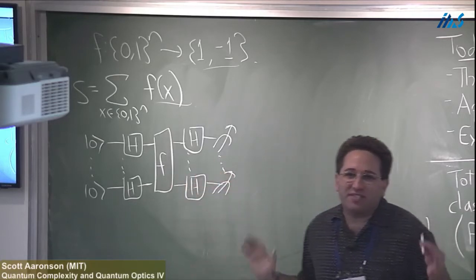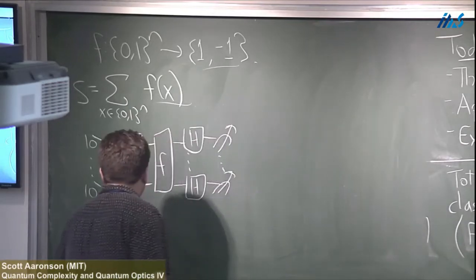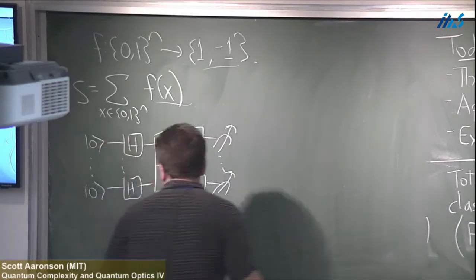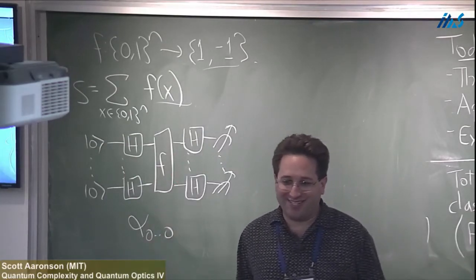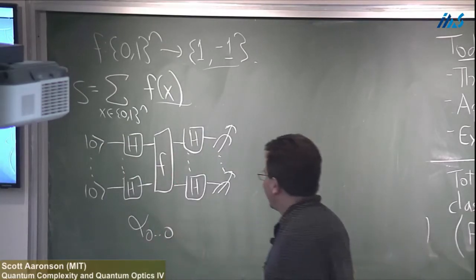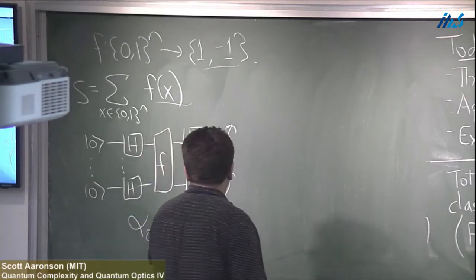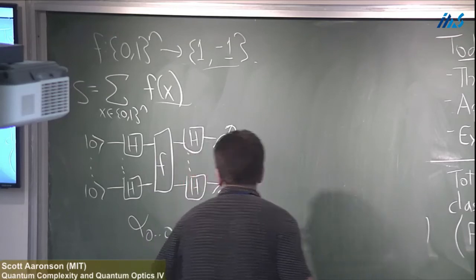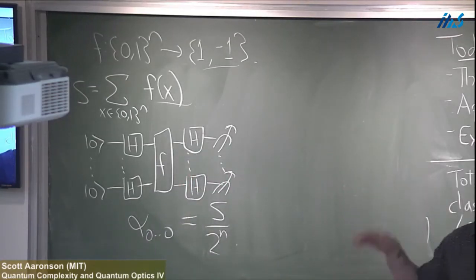So this is all you have to do, and then you can calculate what will be the final amplitude of the all-zero state if you do the circuit. I can give it as an exercise for you. It is not hard to work out that the amplitude of the all-zero state will simply be S over 2 to the n. Basically, it gets a contribution from every value of f.